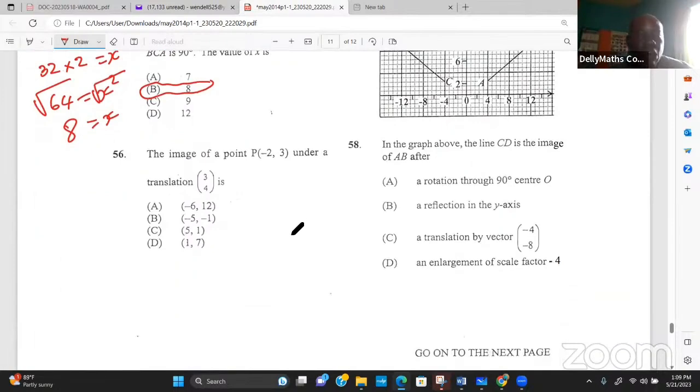Not a bad one. Now, the next question says, the image of a point P is (-2, 3) under translation (3, 4). Anybody remember the concept? Yes. The image of a point P under a translation is what? So we're saying that object plus translation gives image. So the image of the point P, P is the object.